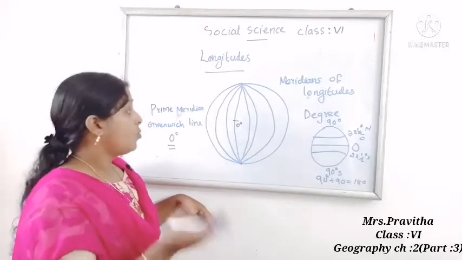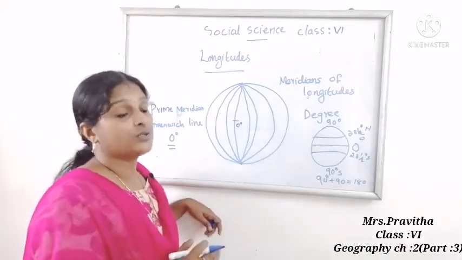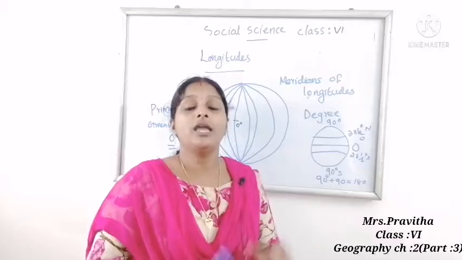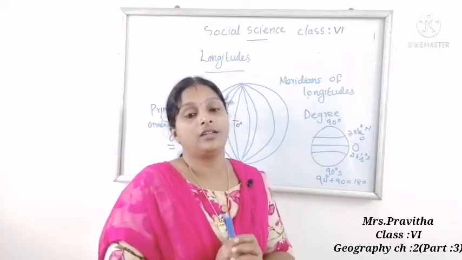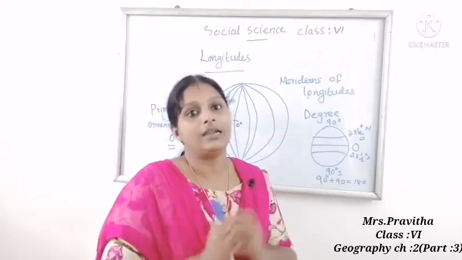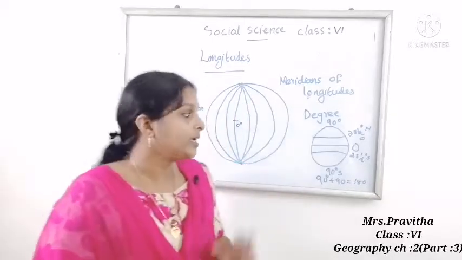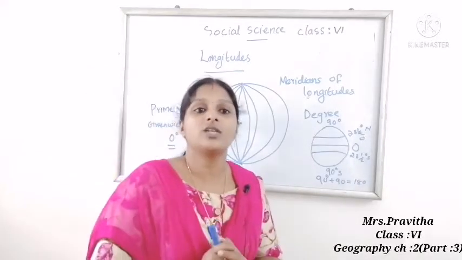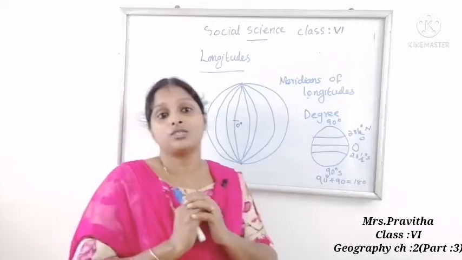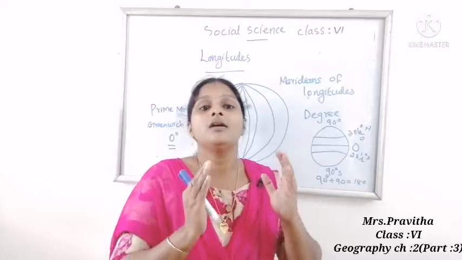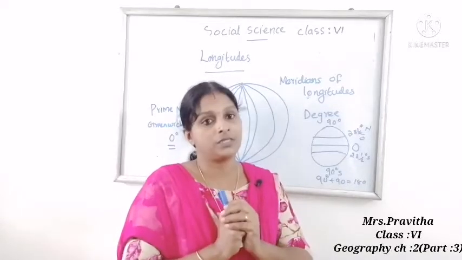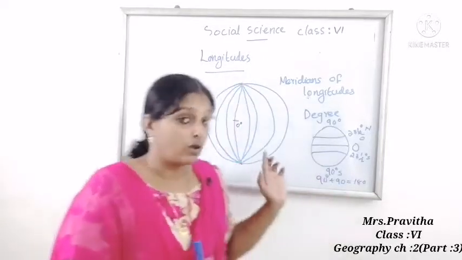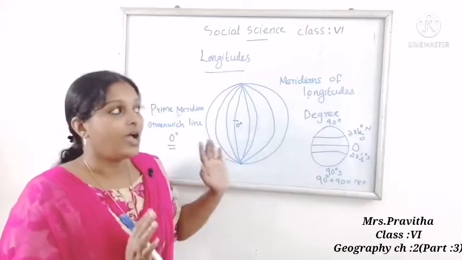Why is 0 degree longitude, or the prime meridian, known as the Greenwich line? Because this line passes through the Royal Astronomical Observatory in Greenwich in London. That is why this longitude is known as the Greenwich line. I think you understood.